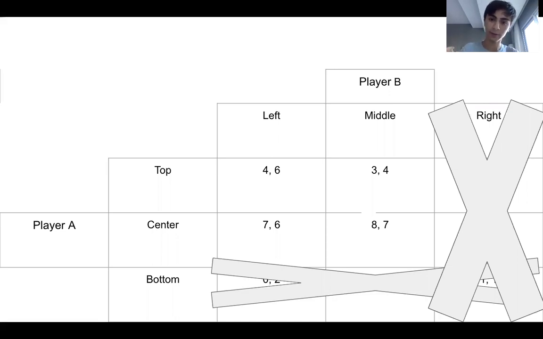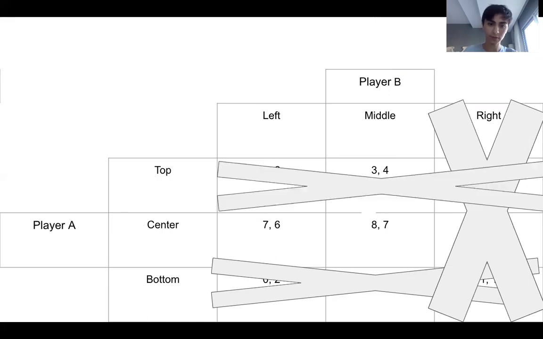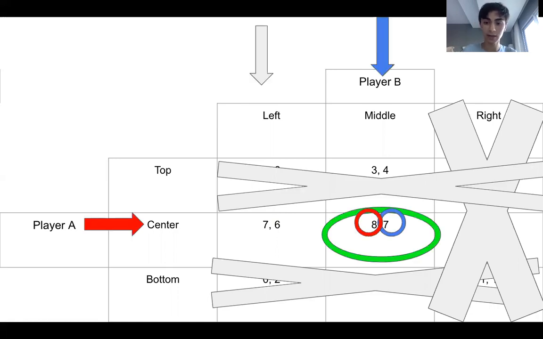So if player B goes left, then player A is going to choose either top or center, in this case center. And if player B chooses middle, then player A is going to choose center again. So top was not previously a dominated strategy, but now in this sub game it is. So top is eliminated, and now player B has to choose between left and middle, and they're going to choose middle. So center middle is, in this case, the Nash equilibrium.